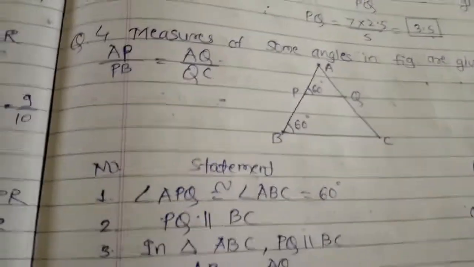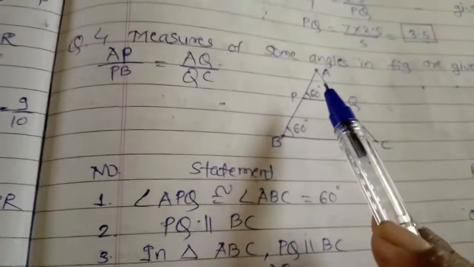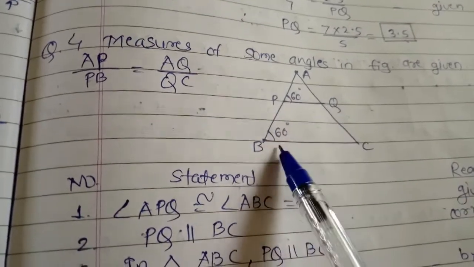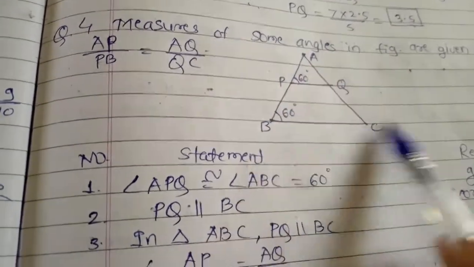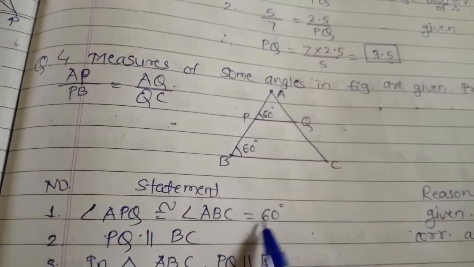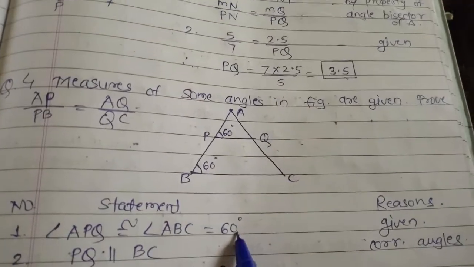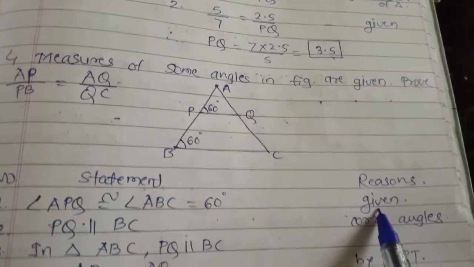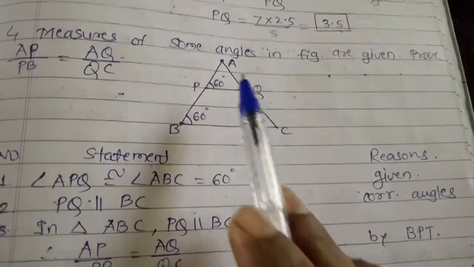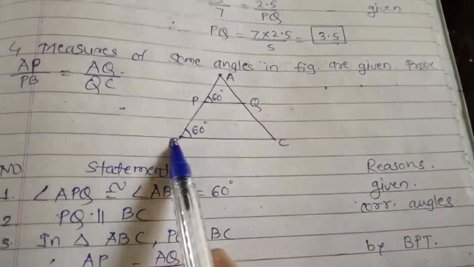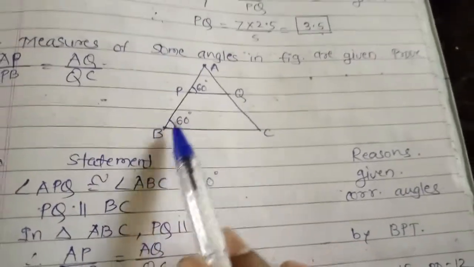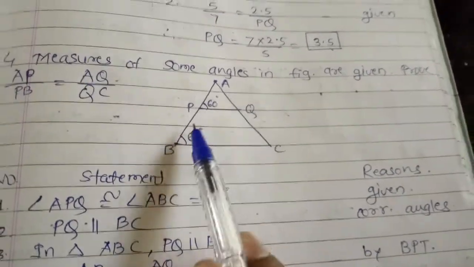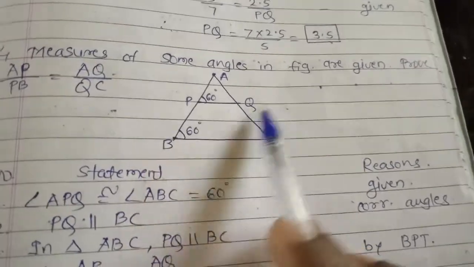See here in the figure we are given that this angle and this angle are the same. So angle APQ and angle ABC are congruent, and the given angle is 60 degrees. So the reason is given. Second, PQ is parallel to BC. Why do we say these two lines are parallel? Because these are the corresponding angles.